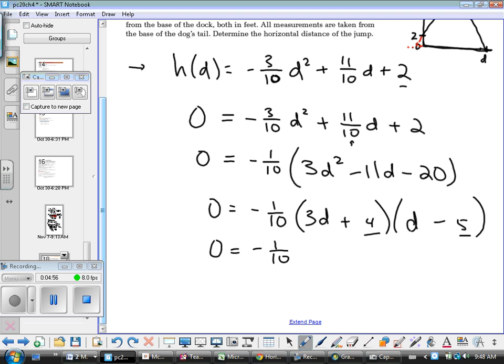Actually, no, I'm not going to do that right now. I'm going to say there's nothing that I can do to this that can make it equal to 0. So that factor is not going to give me a root. This factor will give me a root.